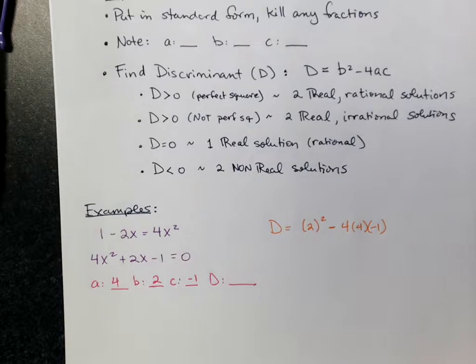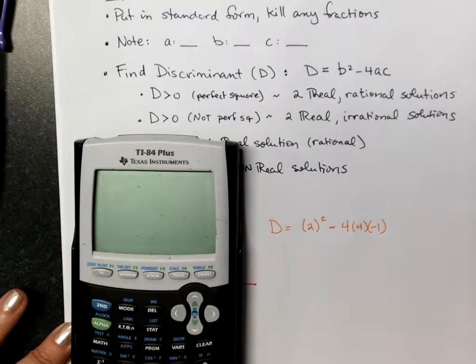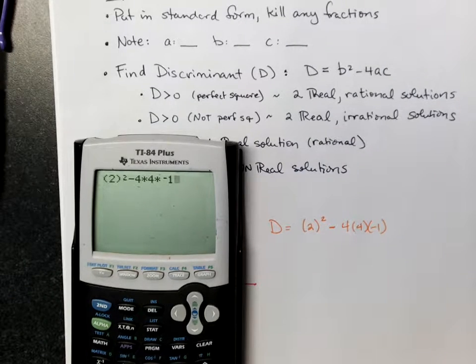And that is a first little calculator step. So we got 2 squared minus 4 times my a, which is 4, times my c, which is negative 1. There's my discriminant. It's positive 20.